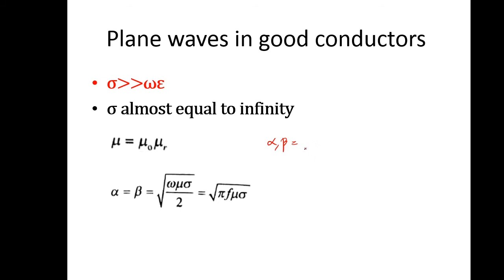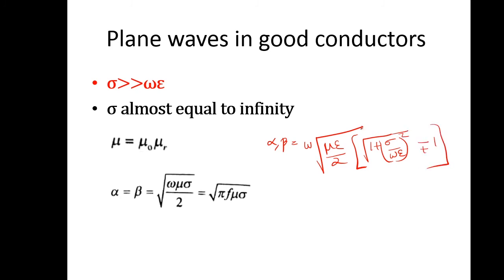It will be omega square root of mu epsilon by 2 into square root of 1 plus sigma by omega epsilon the whole square, minus or plus 1. So this is the equation. Earlier sigma was 0, but here this is a very high value, almost equal to infinity. So because of that, you can neglect this 1. So square root of sigma by omega epsilon the whole square. Square root and square will get cancelled. So it will be sigma by omega epsilon. Again it is a high value, so this minus or plus 1 can again be eliminated.